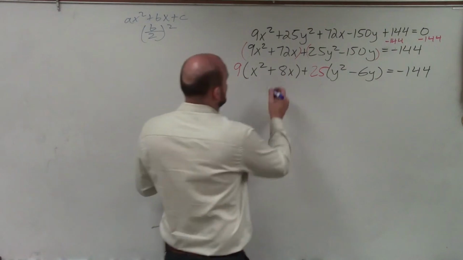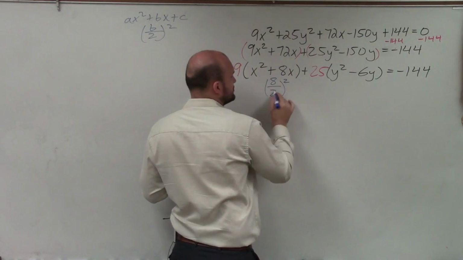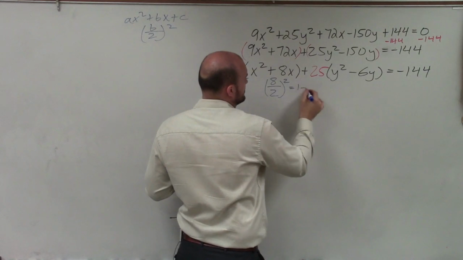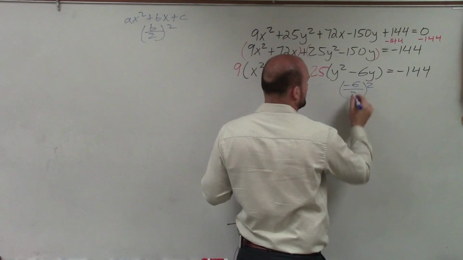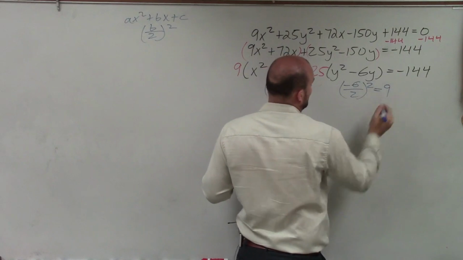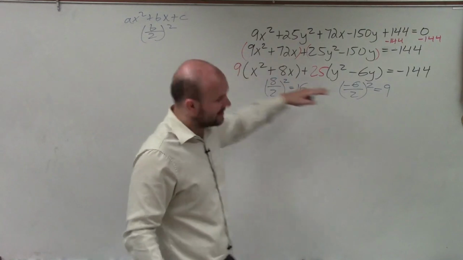So therefore, I'll take 8 divided by 2 and square it. 8 divided by 2 is 4. 4 squared equals 16. Here I have negative 6 divided by 2, which is negative 3, squared, and that equals 9. OK, now I'm going to take those values and add them back into my equation.